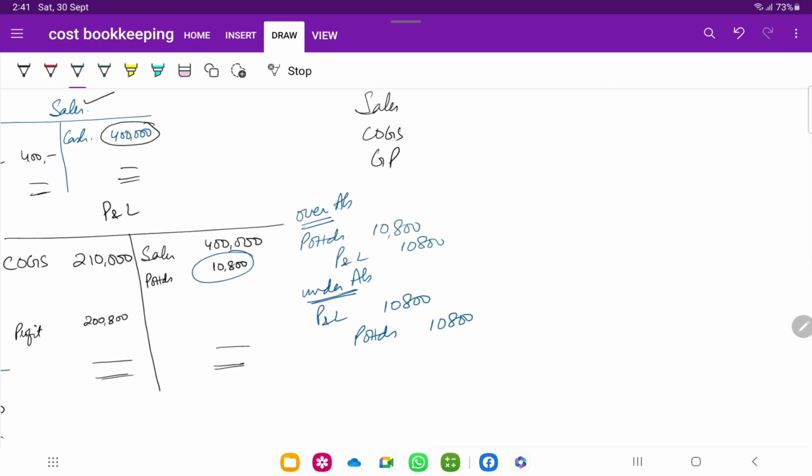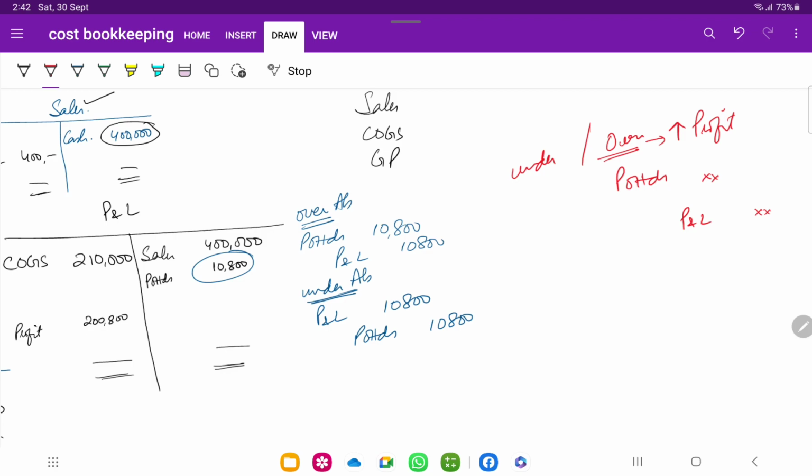The easy way to remember this entry is to focus on whether this is an under absorption or an over absorption. If this is an over absorption, it has to increase the profit, and profit can only be increased if we make a credit entry. So whenever there is an over absorption, you have to credit your profit and loss account. So what will be the entry on the debit side? The debit side will be the production overheads.